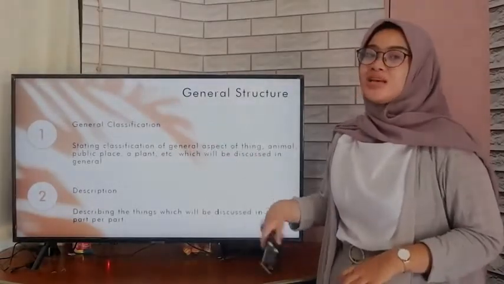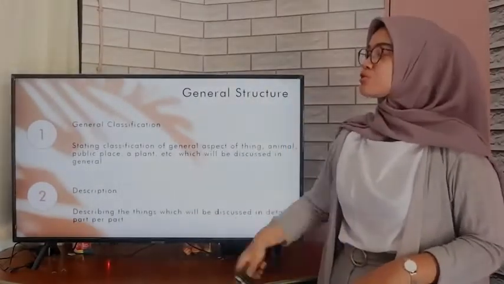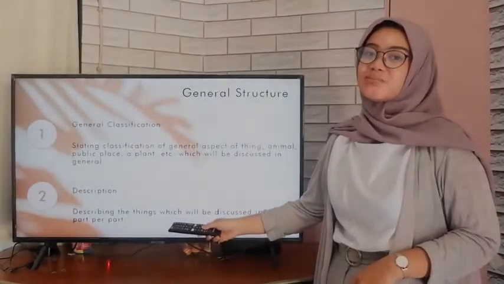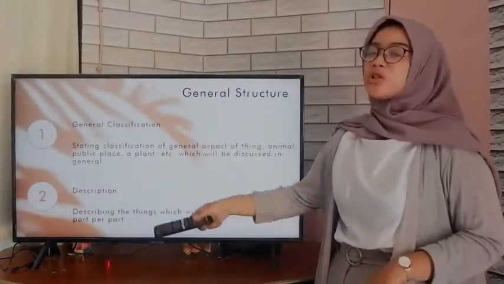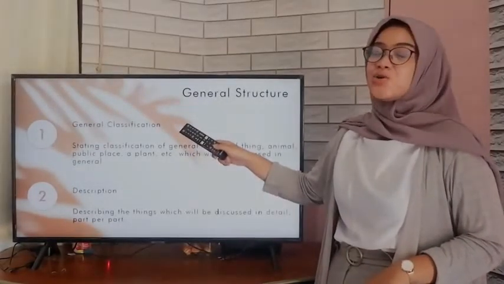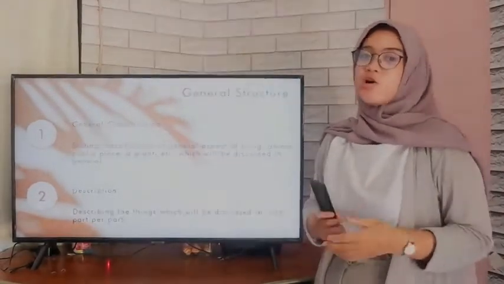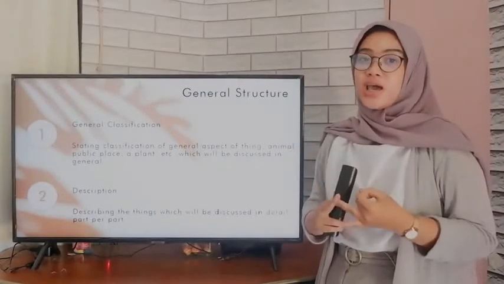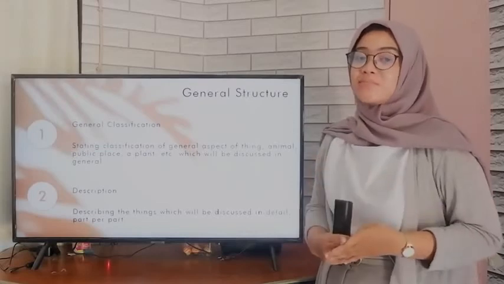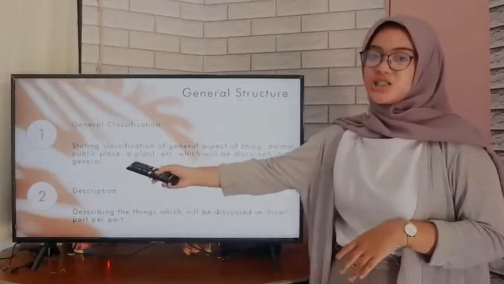It will make you easier to understand and easier to remember. Only two. The first one is general classification, and then the second one is about description. So what will you find in general classification? In this first one, you will find many more general aspects of a thing, or maybe of an animal, or of a plant, of public places, and many more. And it will be discussed generally.